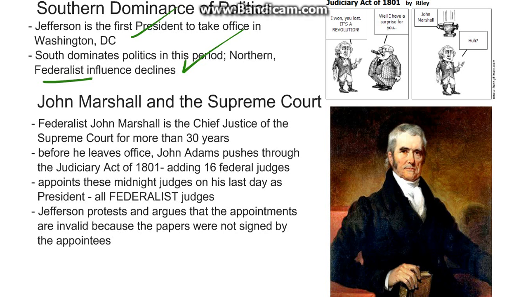John Marshall and the Supreme Court. Federalist John Marshall is the Chief Justice of the Supreme Court, and he was Chief Justice for more than 30 years.